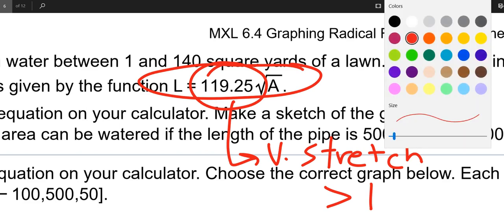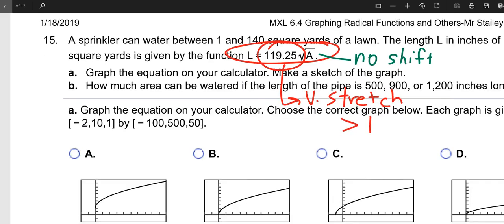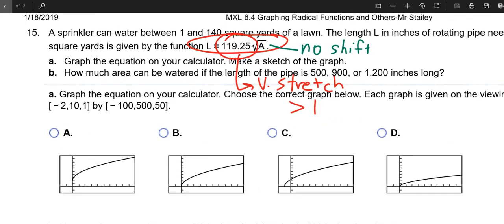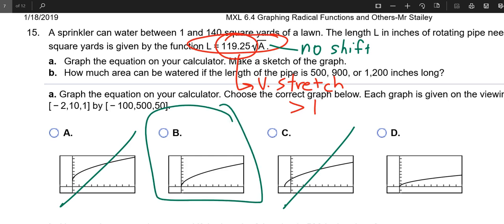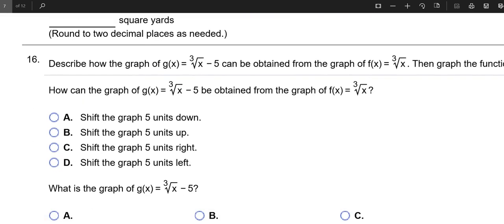Now, I'm also noticing in this graph that there is no shifting. There's no pluses and minuses. We're not going left, right, up, or down at all. So if there's no shifting, then I am immediately getting rid of those two choices, because we're not moving this graph left or up. So if you know it's a vertical stretch, which one does it have to be? B. I guess I gave it away. That's really what I wanted you to see in that particular question. We won't do the rest of that one.